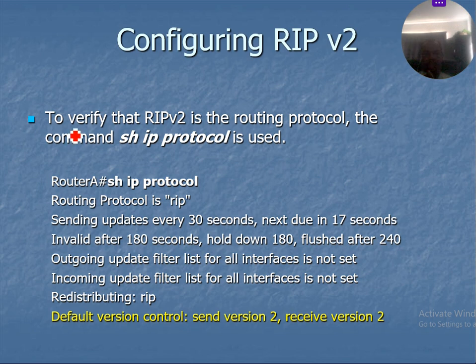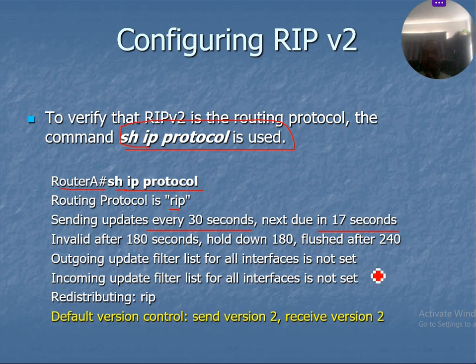Now to verify that RIP version 2 is the running routing protocol, the command show IP protocol will be used. Anytime you want to verify, use show IP protocol. You must put the router you want to check, so you say router A hashtag show IP protocol. Then it shows the routing protocol is RIP, and it gives you the update interval of every 30 seconds and other information. The maximum hop count is 16, so 17 is unreachable. The invalid timer is 180, flush is this, and so on and so forth.